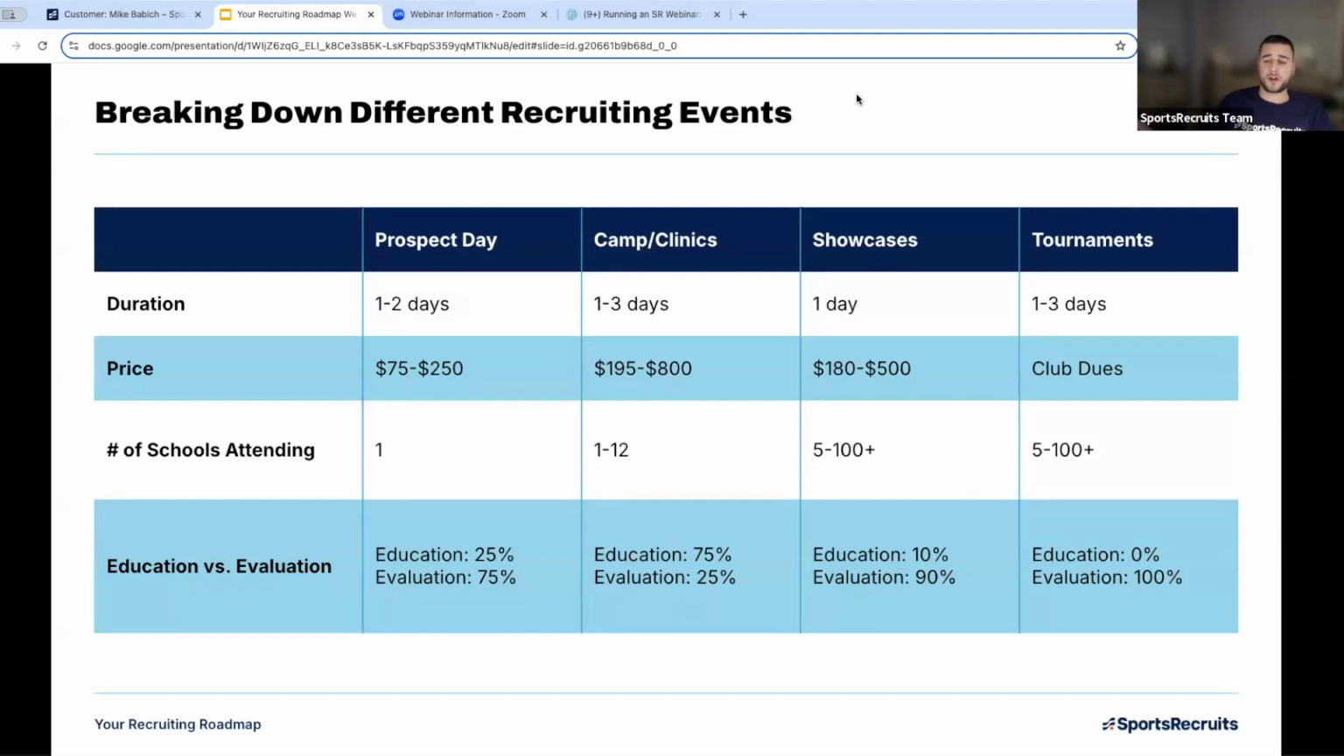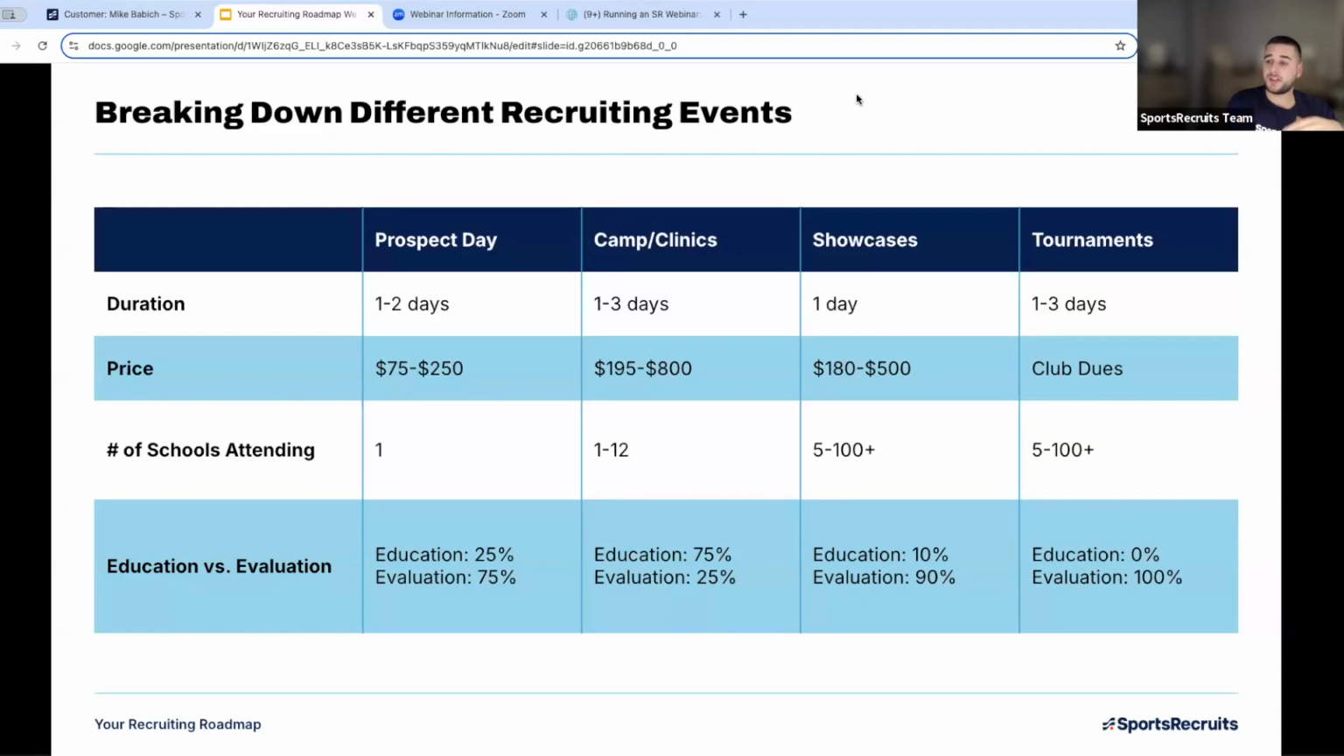But again, another benefit of going to tournaments like this is that it's probably a part of your club dues in some way. So there might not be anything additional that you have to pay to go to it. And you're going to have a chance to potentially be seen by a lot of college coaches that you have interest in.